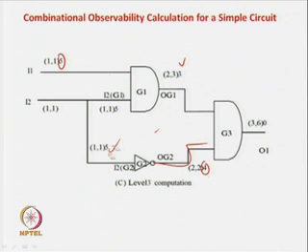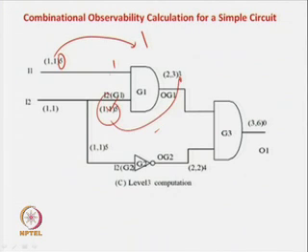Similarly, if you want to observe this net, you have to make this net 1. How difficult is it to make this 1? It is 1. Then if you have to observe this net, it will be via this net. How difficult is it to observe this net? It is 3. So, you have to add 3 plus 1 level jump, 5. So, this net is 5.